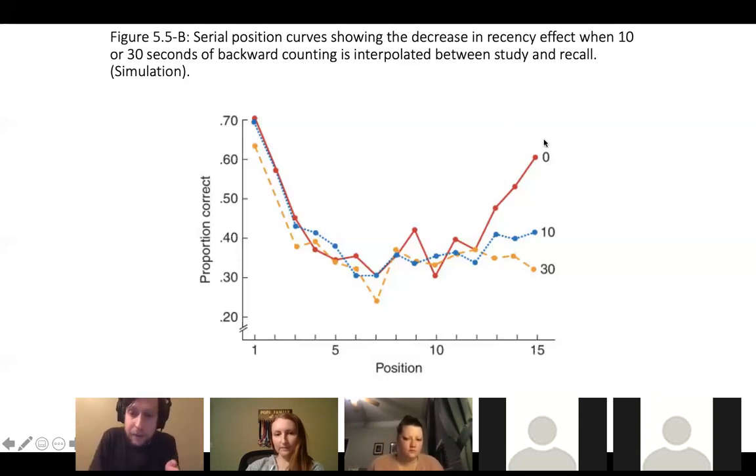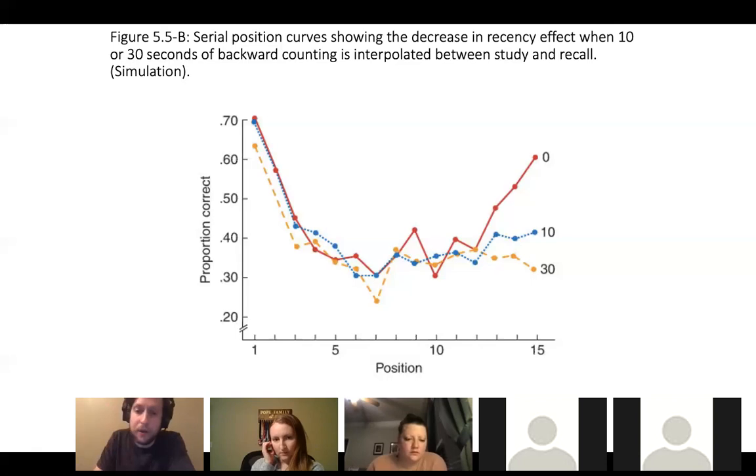So in the red line, you're able to devote 100% of your short-term memory to remembering the numbers at the end of the sequence. So the red line is where you're able to devote all of your short-term memory to remembering numbers, and you're not being distracted by the backward counting task at all. Your short-term memory is being occupied or used the most by the backward counting task when you're having to do it for 30 seconds.